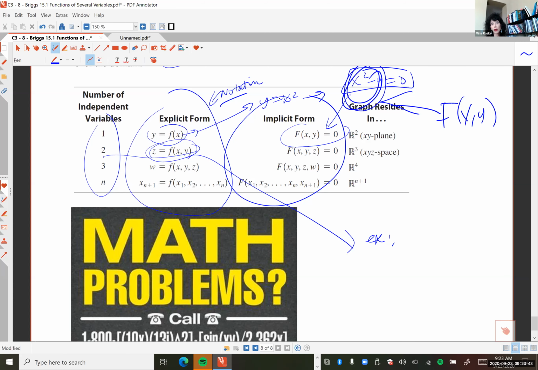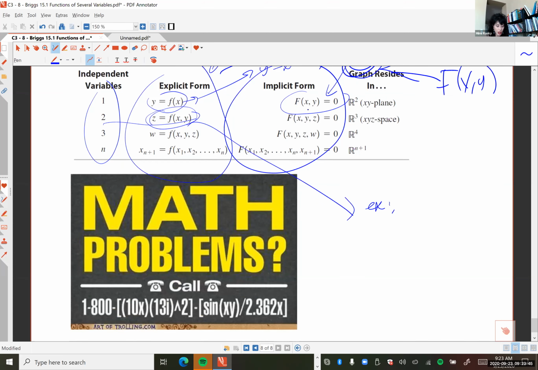I have no mercy, because you missed the boat. So let's say you had, I'm just going to make something up, z equals, let's do a paraboloid, because those are fun. Let's say, hey, there's explicit form. It's a paraboloid. You can even graph it. It looks kind of cute.